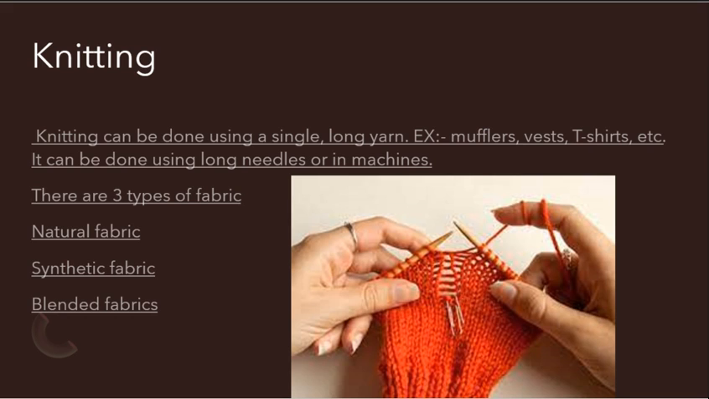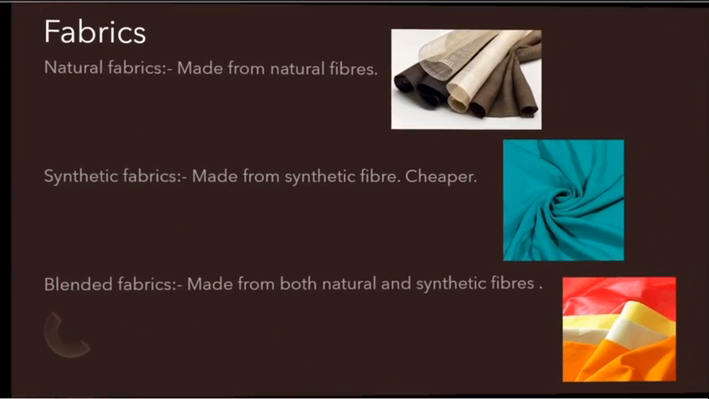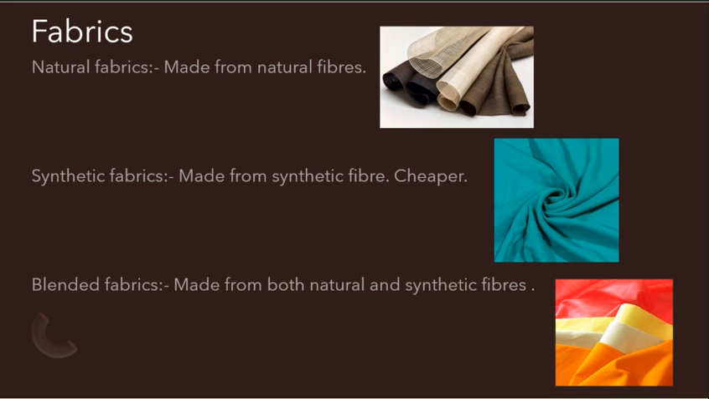There are three types of fabric: natural fabric, synthetic fabric, and blended fabric. Natural fabric. The fabrics which are made from natural fibers are called natural fabric. Examples: cotton, jute, linen, coir, sisal, etc.